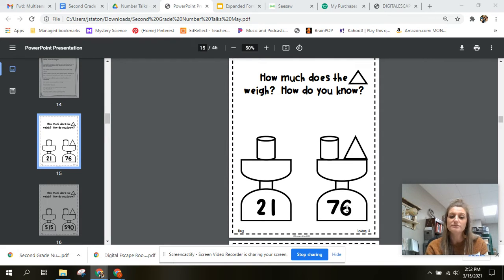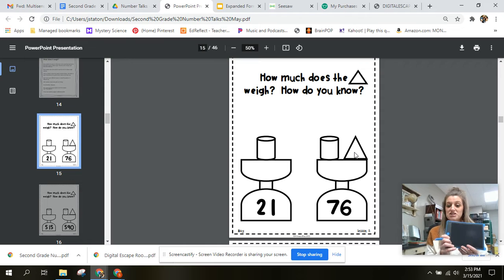So look at this other scale. It has the same cylinder on it. What do we know about that cylinder? That cylinder is 21, you're right. But it also has a triangle on it as well. So looking at the triangle, we're trying to figure out how much that triangle weighs. That's our missing or unknown number, okay? So how could we solve that? We could do a subtraction problem. We could do an addition problem with the change, where the change is unknown. I like to add more than I subtract, but you could do it both ways, right?